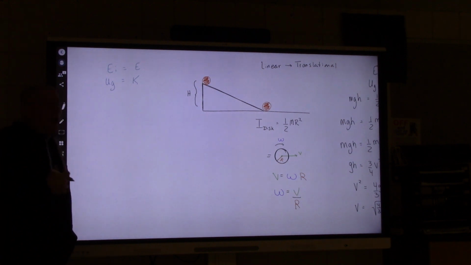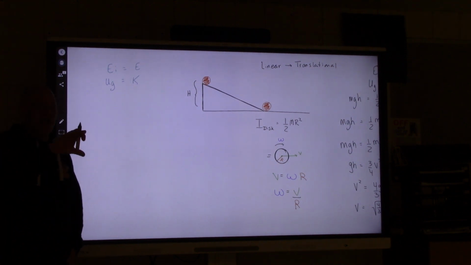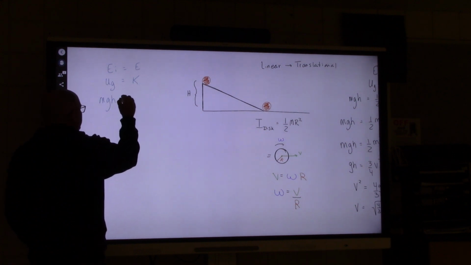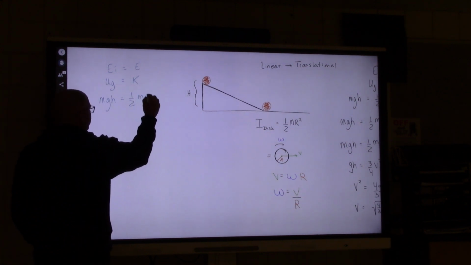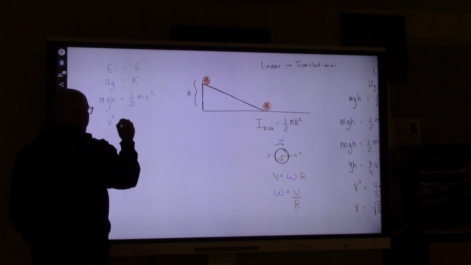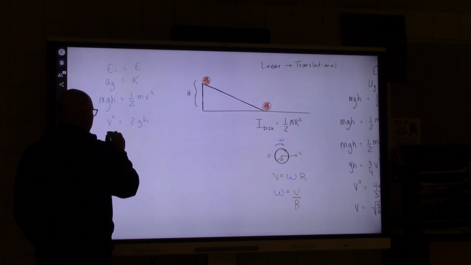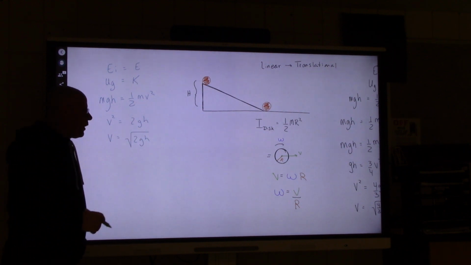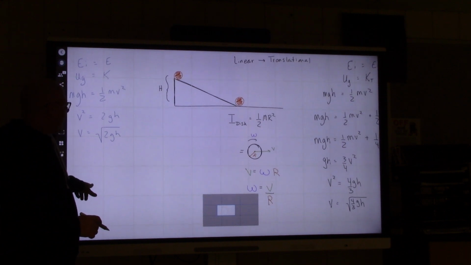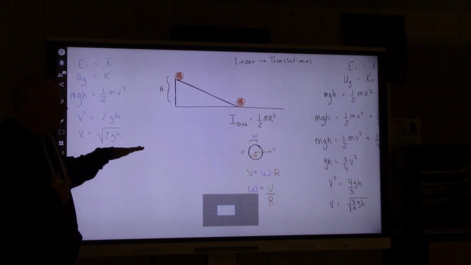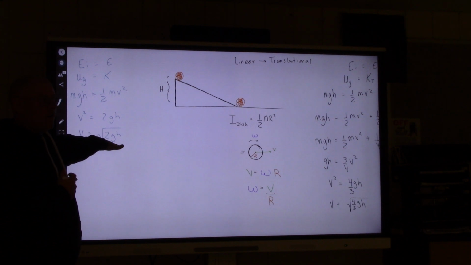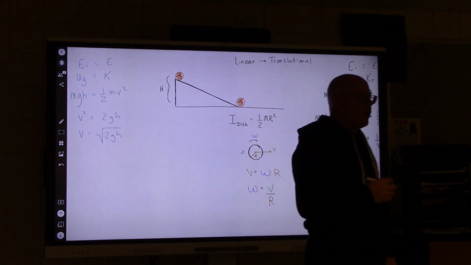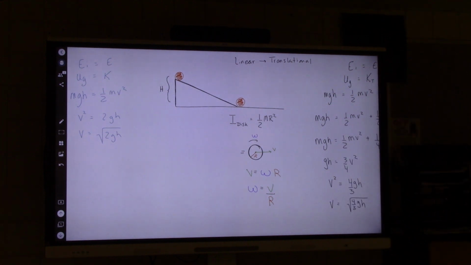If it just slid down, it would have no rotational energy, because it'd just be moving down, right? So you'd end up with mgh equal to 1/2 mv squared, and v squared would be equal to 2gh, and v would be equal to the square root of 2gh. But what do we have here? We have it rolling. So what do we notice about its linear speed if it just slid down versus if it rolled down? Which of those is larger?